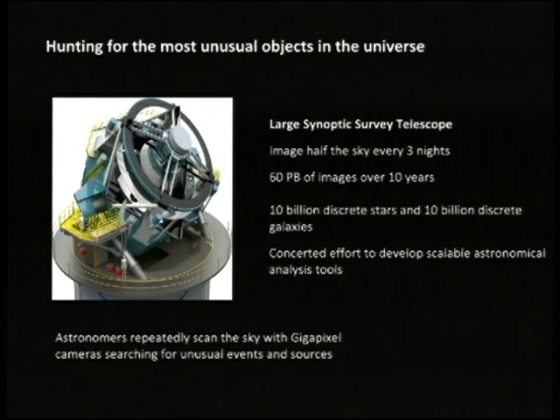We're going to use software that's going to be used with the Large Synoptic Survey Telescope, which is about to be built in Chile, on a mountain somewhere in Chile. The plan is that the Large Synoptic Survey Telescope will image half of the sky, the southern hemisphere, every 3 days or so. Over the course of 10 years, it's going to gather 60 petabytes worth of data, and it's going to image 10 billion discrete stars and 10 billion discrete galaxies.